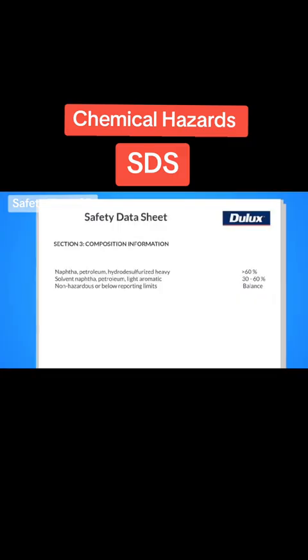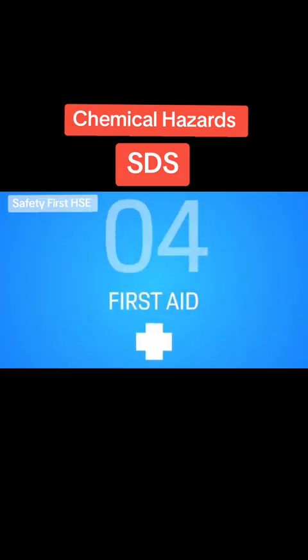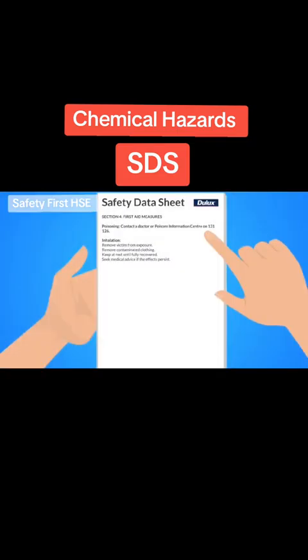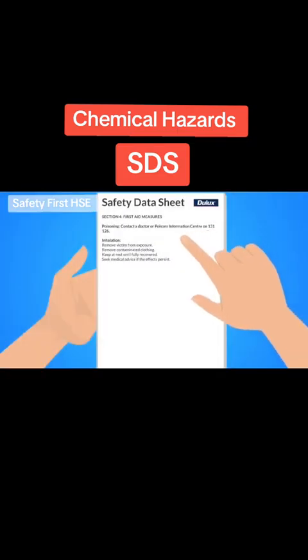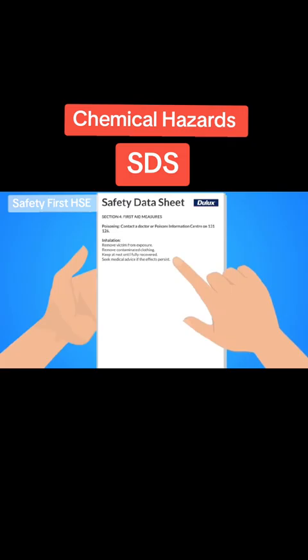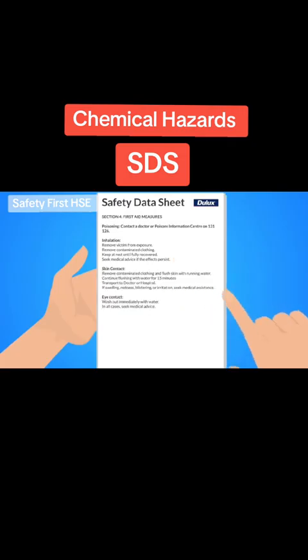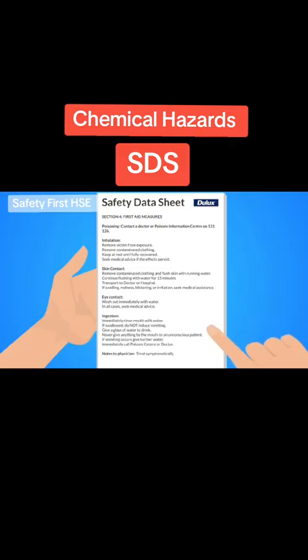Section 3 provides information on the proportions of the hazardous ingredients. Section 4 is where you need to go to find first aid information, starting with the Poisons Information Center number and the first aid treatment for inhalation. Then we have the first aid treatment for soft tissue contact. Rounding off with the first aid for ingestion and notes for treating doctor.